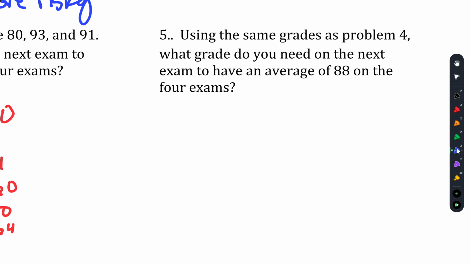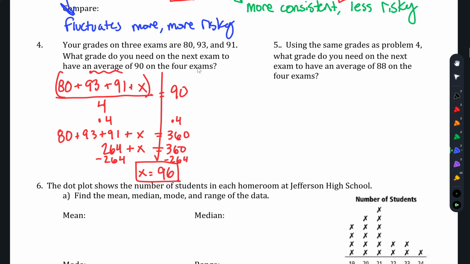Same setup as the last problem, so it's 80 plus 93 plus 91 plus X over 4. Okay, and it equals? 88. 88, perfect. So solve the same way. We're going to multiply by 4.